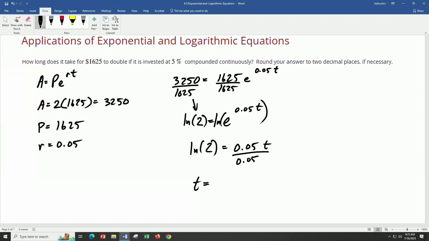And I did some bad math. I did that 3250 divided by 1625, and then what did I do? I just wrote down 1625 again. I wasn't paying attention, took the ln, did the correct math after that, took the ln of both sides. I should have been taking the ln of 2, not the ln of the 1625. So notice when you do this, it should double in 13.86 years.